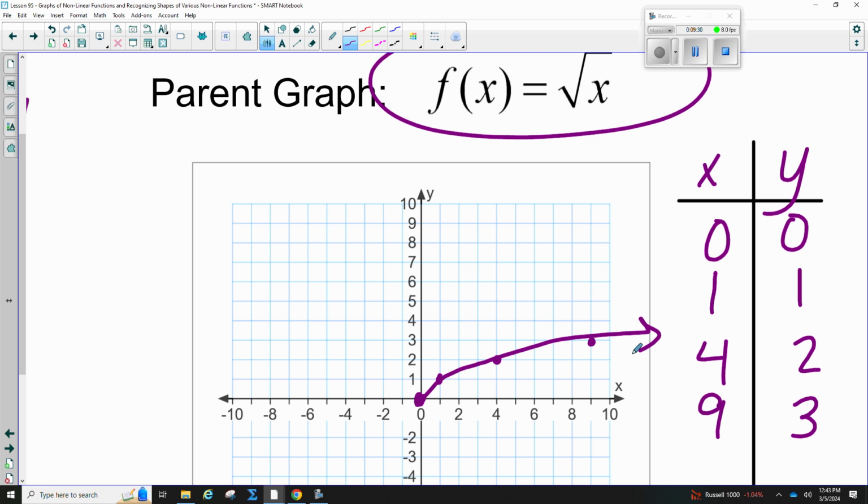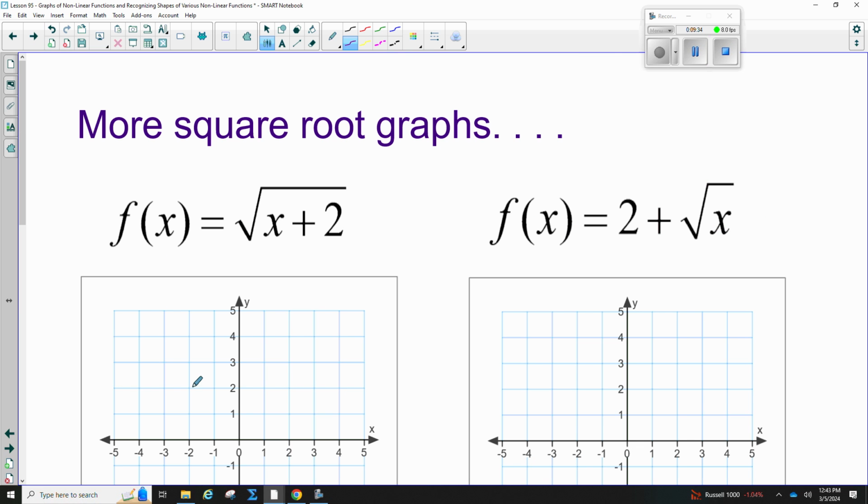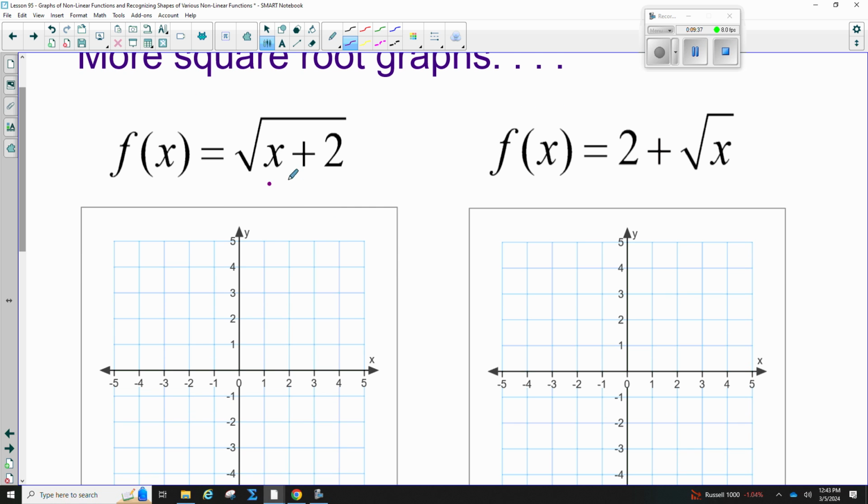Okay, did everyone draw that? Great. Okay, so real quick, this one, anybody have a guess as to which way it would go? Or shift? What would be the shift? 2 to the left. It's always opposite underneath. And then there's your square root graph.